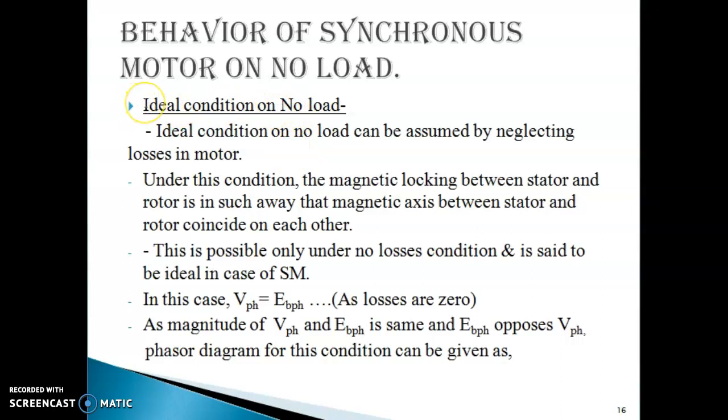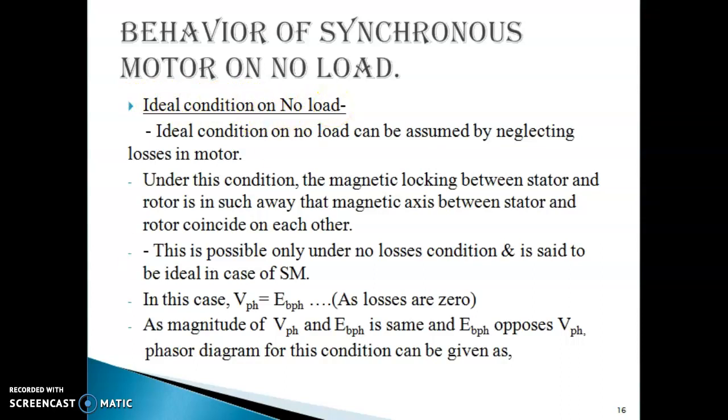Now let us discuss the first case, the ideal condition on no load. Now what is the meaning of ideal condition? Ideal condition means we are neglecting losses here. So in our motor losses are not present, we have zero losses and also no load.